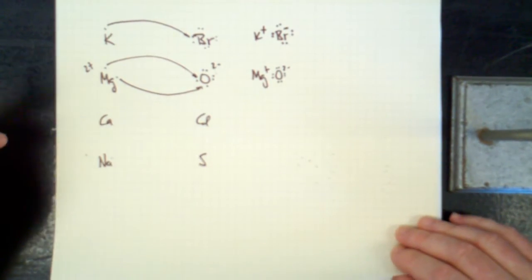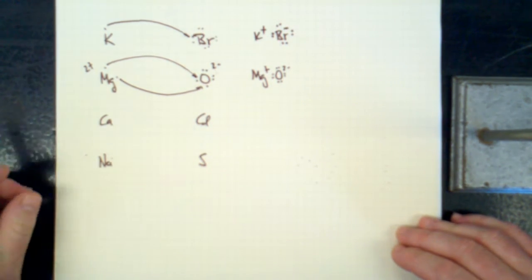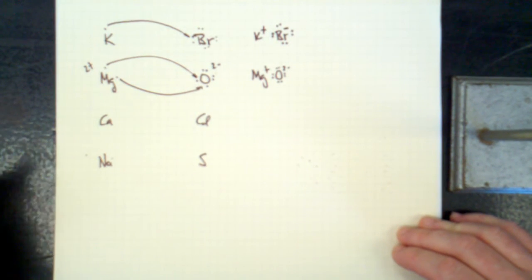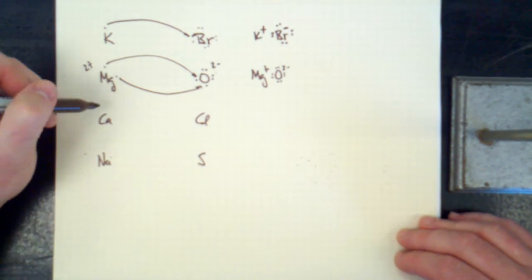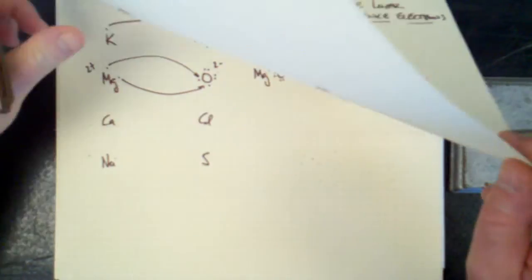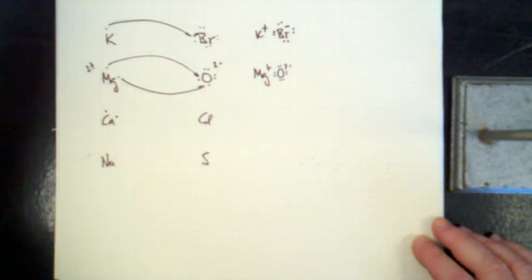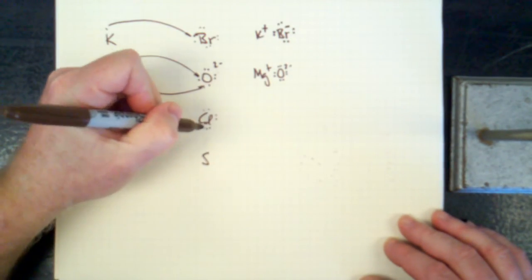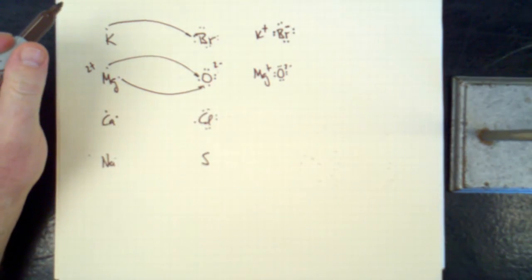Well, why don't you do calcium and chlorine? Just pause the film and try it yourself, and I'll give you the answer. I said pause it. Pause it now. Okay. All right, so if you got this figured out, you saw that if you went to the table, calcium has 2, so you put your 2 in there. Chlorine has 7. 1, 2, 3, 4, 5, 6, 7. Oh, this one's a little bit tricky.